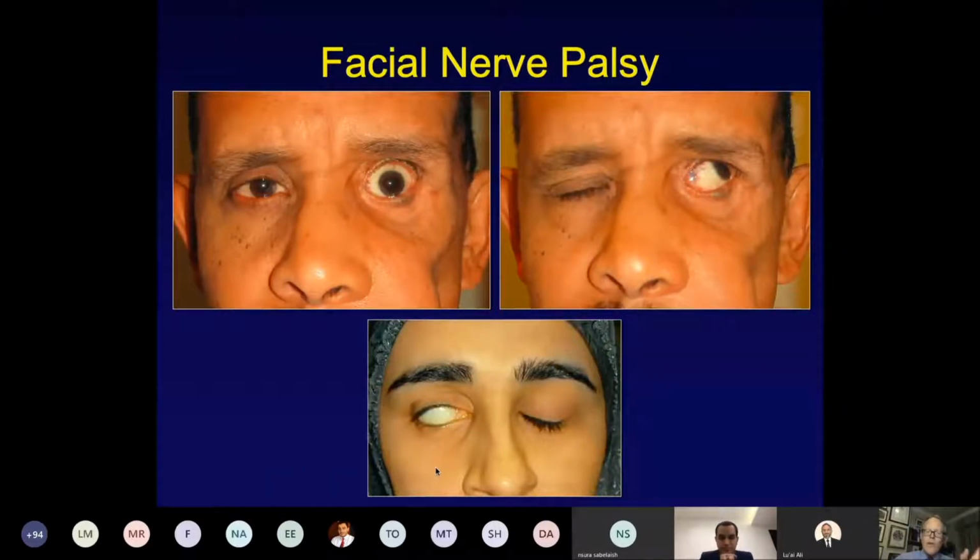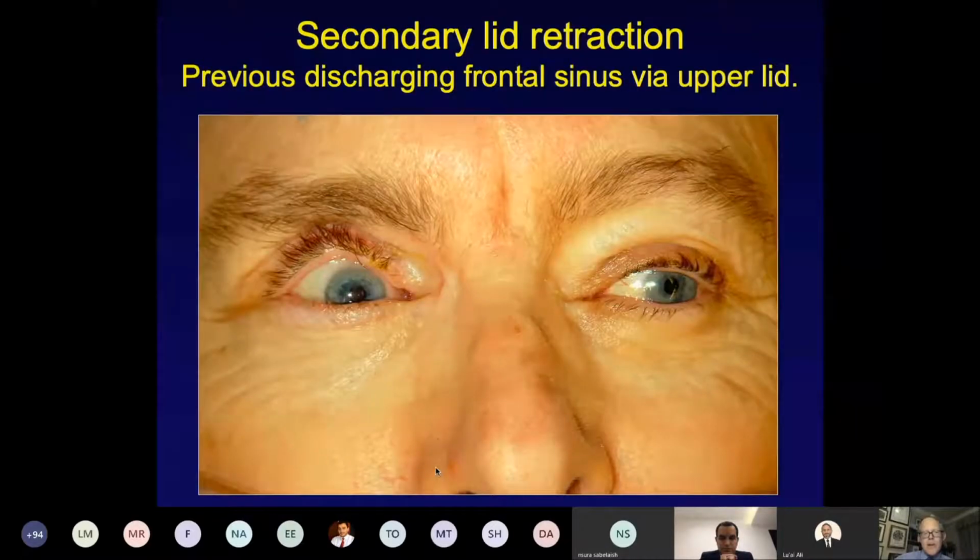So if you want to know the answer to the question, what is the prognosis for my patient, and they have a poor Bell's phenomenon, maybe they have poor corneal sensation, then you know the prognosis is probably fairly poor. So I'm going to show you another case of lid retraction. This one is also secondary.